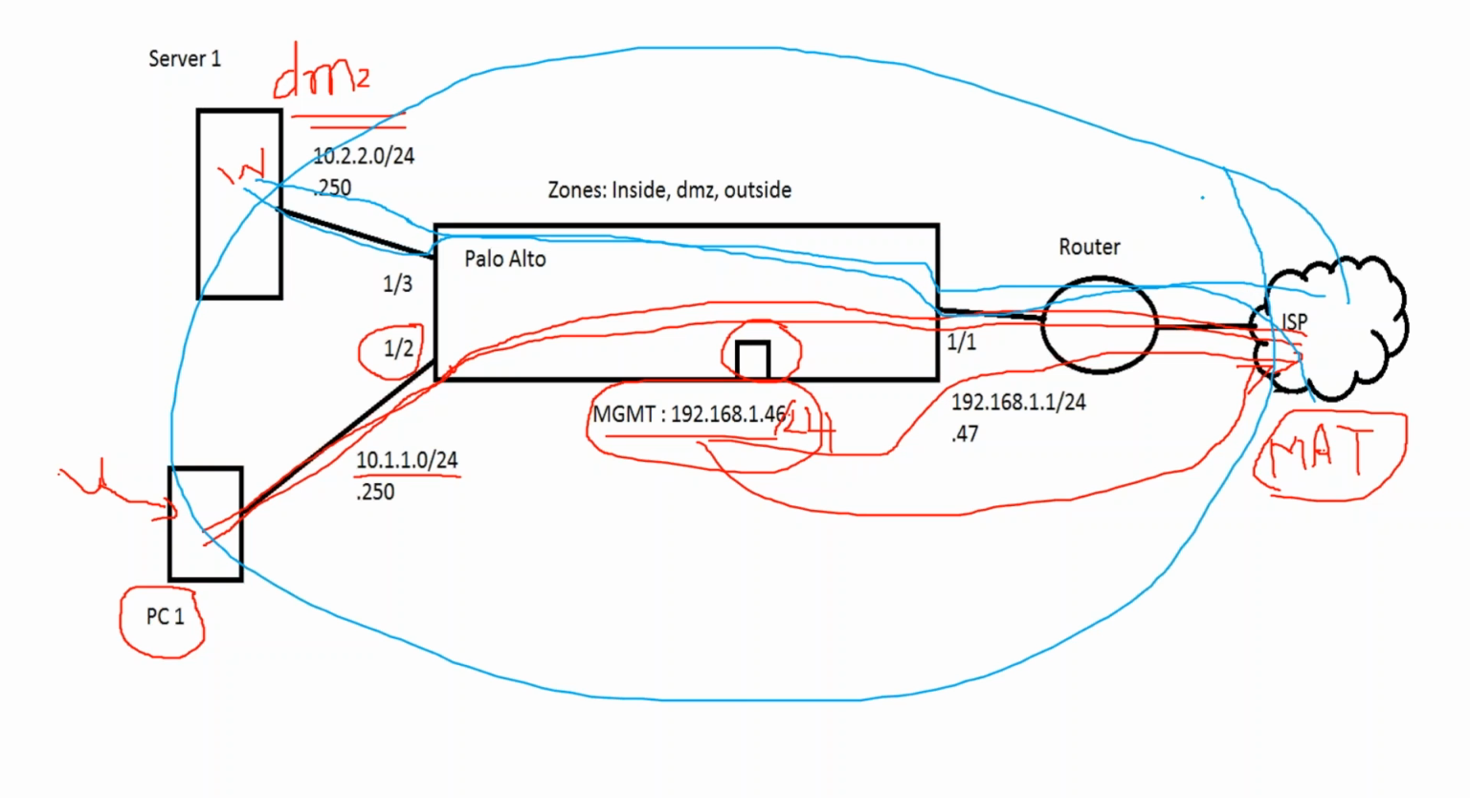This whole traffic is called the data plane. Understood? Anish, yes. What kind of traffic does the management interface send to the ISP? Okay, so the management interface, we use it to manage this Palo Alto device.